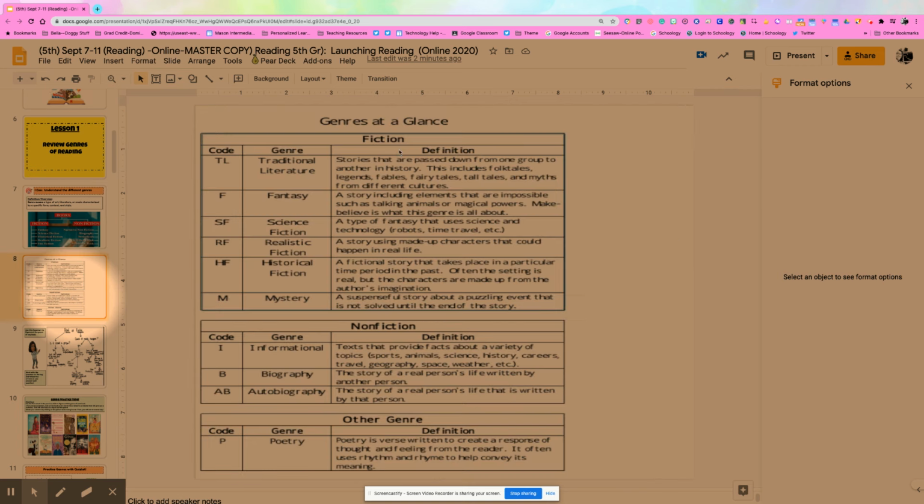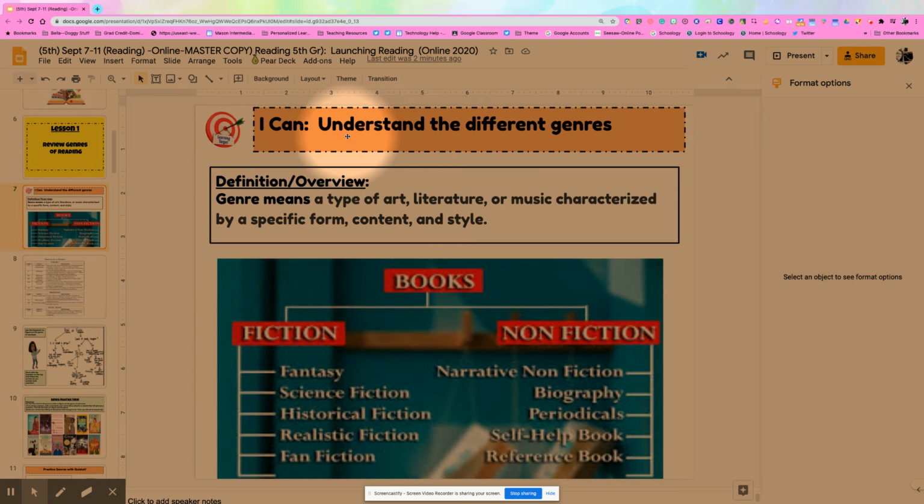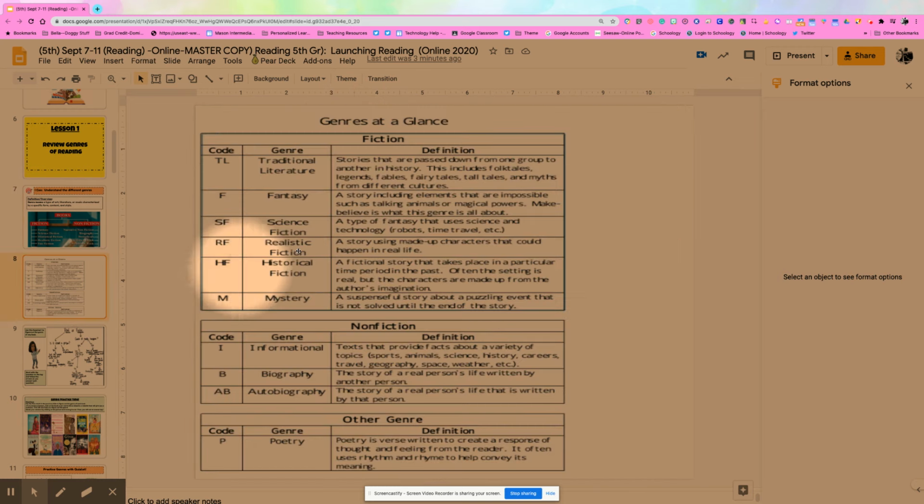Okay, on this slide, this is a nice little chart that gives you the definition of each genre and a quick little cheat sheet. So you are more than welcome to use this anytime. We have traditional literature. Those are stories that are passed down from one group to another in history, and they usually include folk tales, legends, fables, fairy tales, tall tales, and mythology from different cultures.